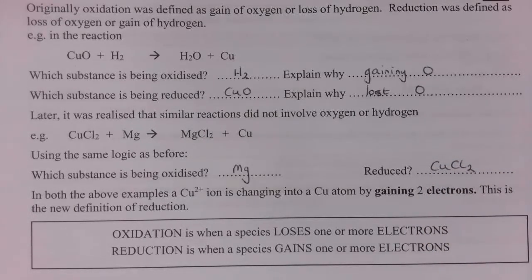What is actually going on is a movement of electrons, and that is how we now define oxidation and reduction. But the name oxidation has stuck even though there is no oxygen involved. So nowadays we would say oxidation is a reaction where a species loses electrons, and reduction is a reaction where a species gains electrons. And we can remember this by using the acronym OIL RIG. Oxidation is loss, reduction is gain.